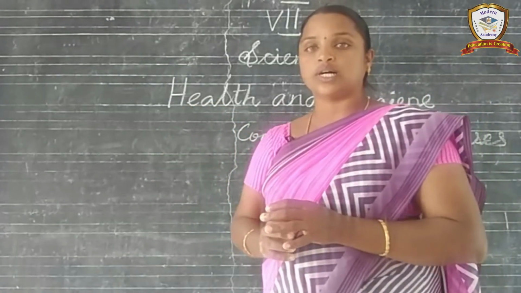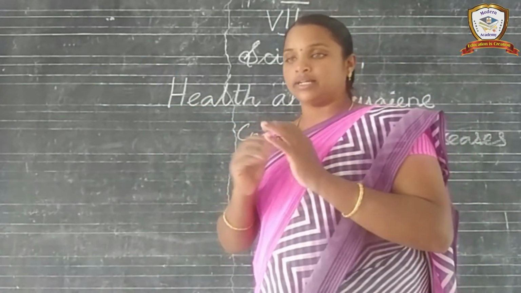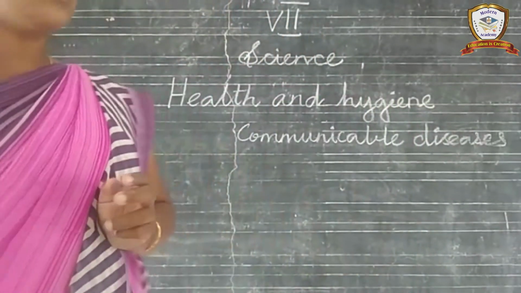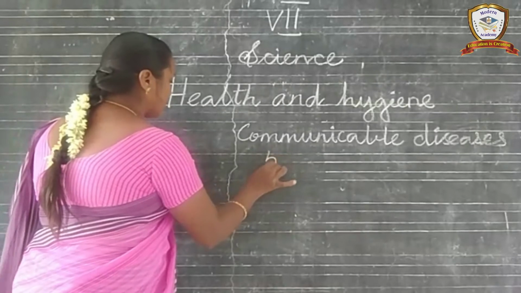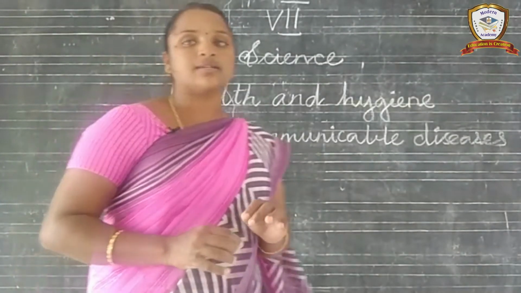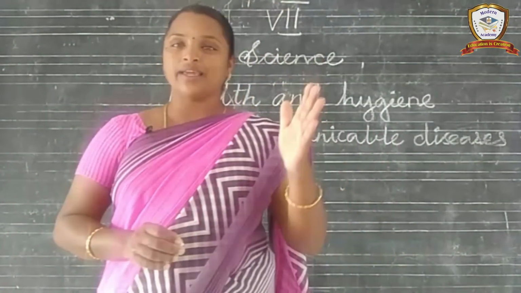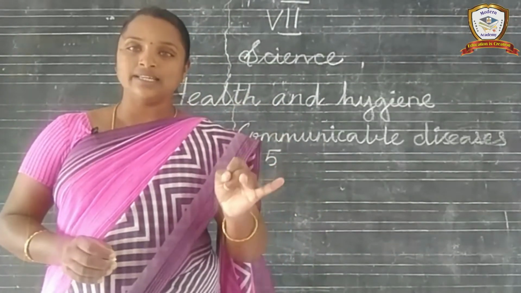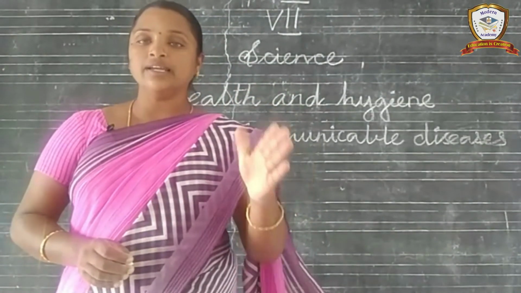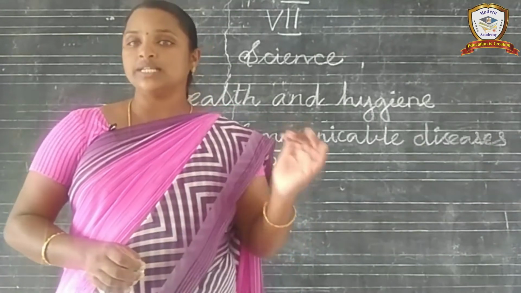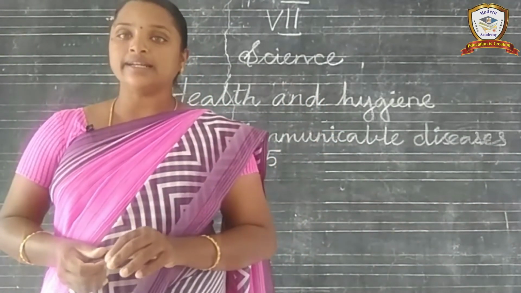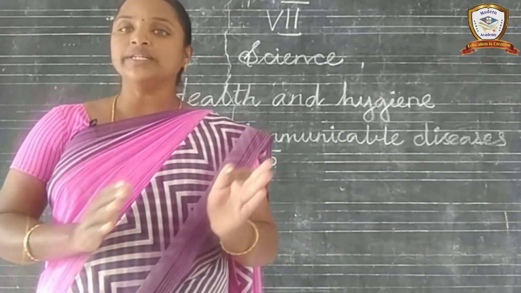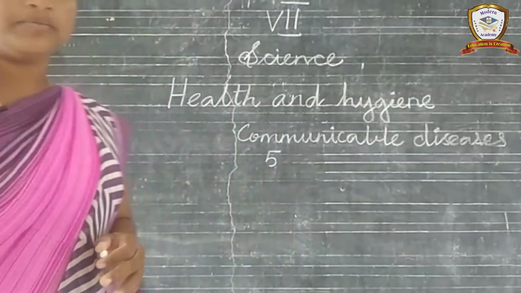What are the microorganisms? We discussed them in the last class. There are five types of microorganisms in the world: virus, bacteria, algae, fungi, and protozoans. So these are the microorganisms. Let us study the communicable diseases in detail.